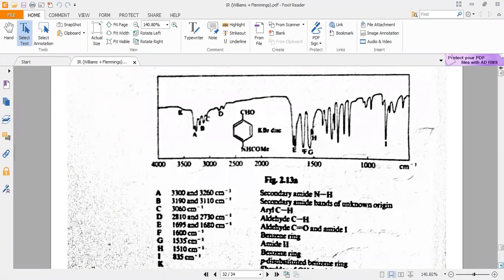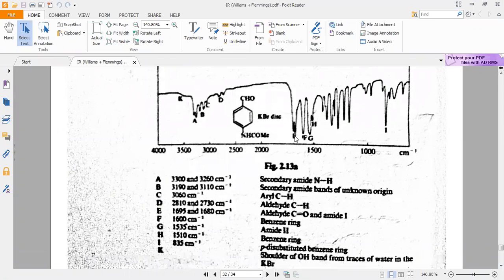So we are having two absorbents appearing in this region around 1700. Look at here, 1695 and 1680. 1680 shall belong to this aldehyde, a lower value because it is conjugated, and 1695 shall belong to this amide. You remember amide normally appears at 1650, but this is a larger value, which is due to this system in this case.